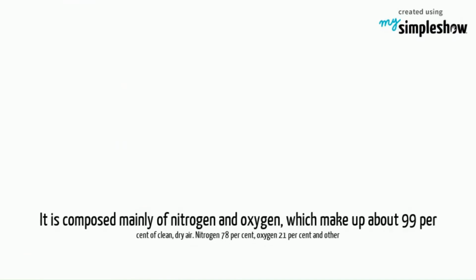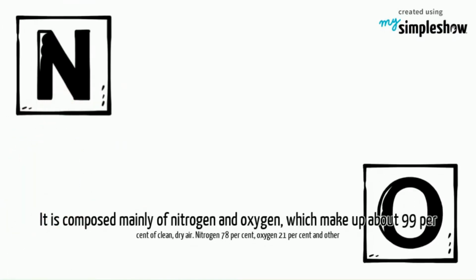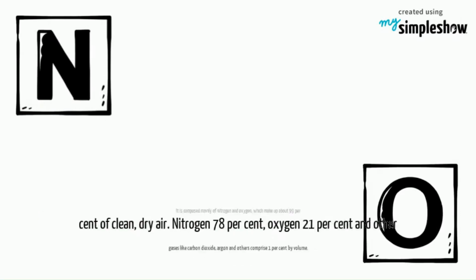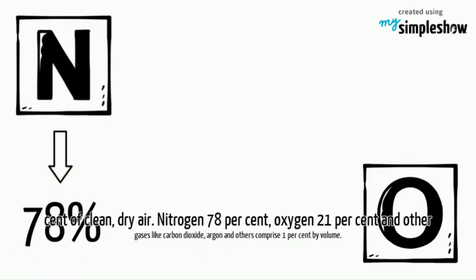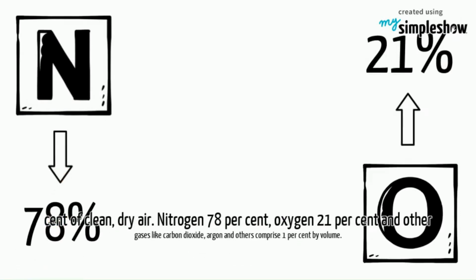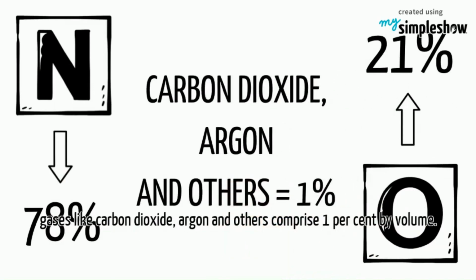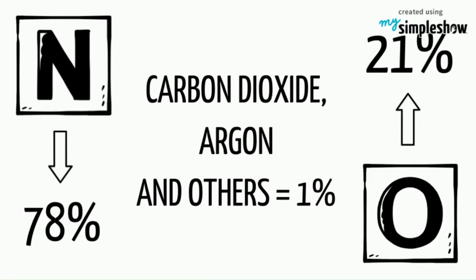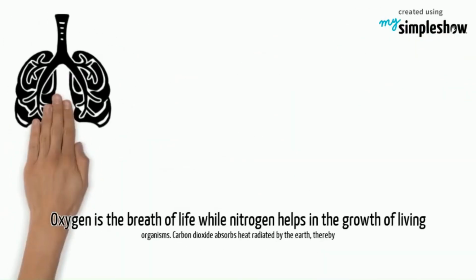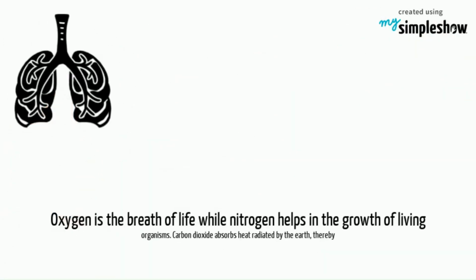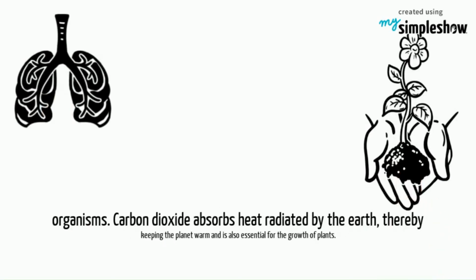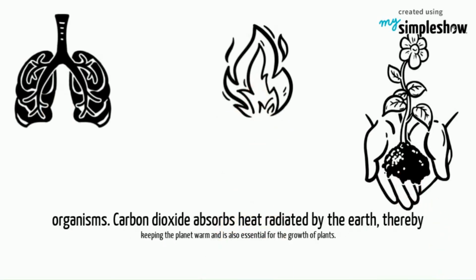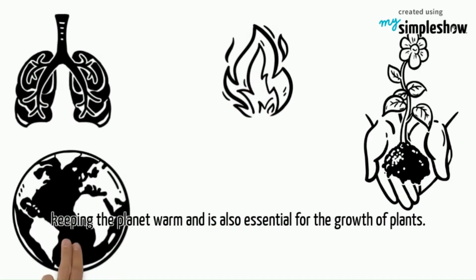It is composed mainly of nitrogen and oxygen, which make up about 99% of clean, dry air. Nitrogen is 78%, oxygen 21%, and other gases like carbon dioxide, argon and others comprise 1% by volume. Oxygen is the breath of life while nitrogen helps in the growth of living organisms. Carbon dioxide absorbs heat radiated by the Earth, thereby keeping the planet warm, and is also essential for the growth of plants.